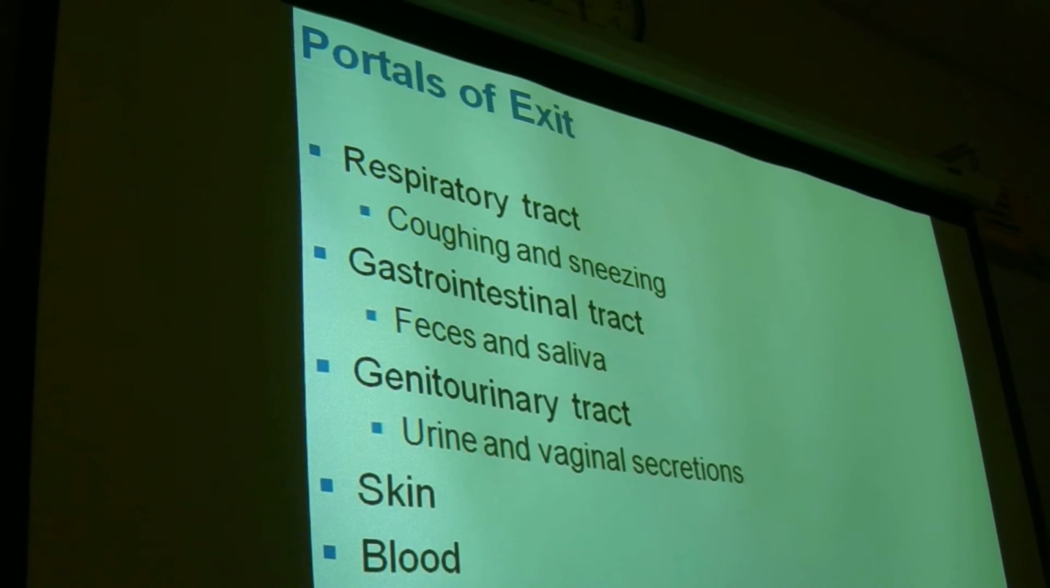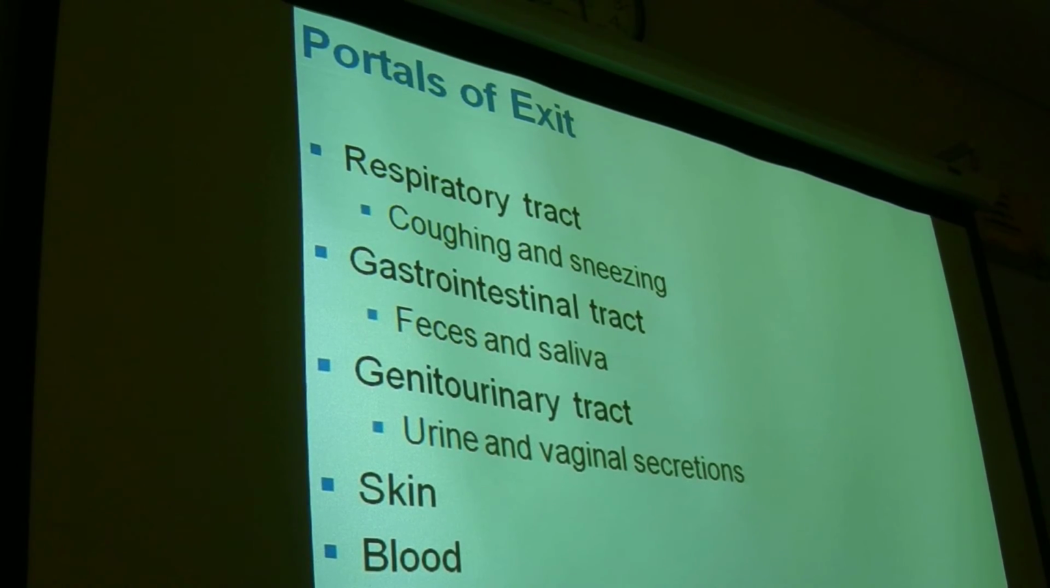So just to wrap up, we've talked about how the bacteria gets into the system, how it causes harm, and now we'll talk about how it gets out of the system, because that's basically how infection gets spread, by getting back out of the host and going to infect another host. So these are the main five. The respiratory tract, that's the main one. Coughing and sneezing is a way that the bacteria can get back out and cause further infection. Gastrointestinal tract, feces and saliva. The genitourinary tract, skin, and blood.